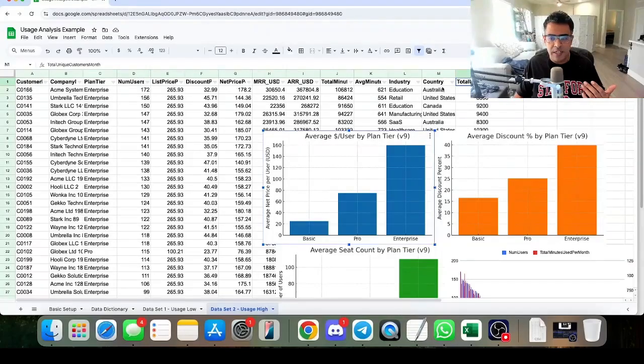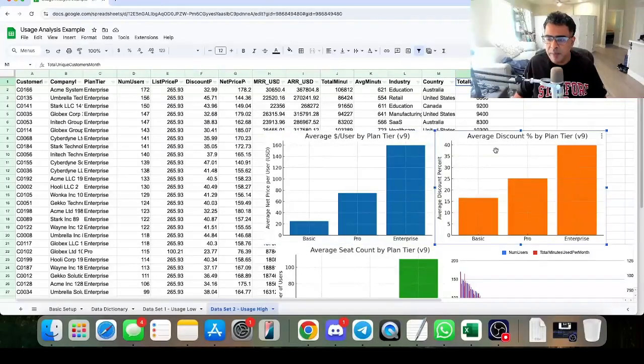This data set is laid out here. There are around 200 customers, and the first thing that I want to see is what is my average dollar per user by plan tier. So I can see basic, pro, enterprise. Enterprise sells at 160, pro sells at 80, basic is around 20, 22. Makes sense, and it is very similar to what happens in an enterprise.